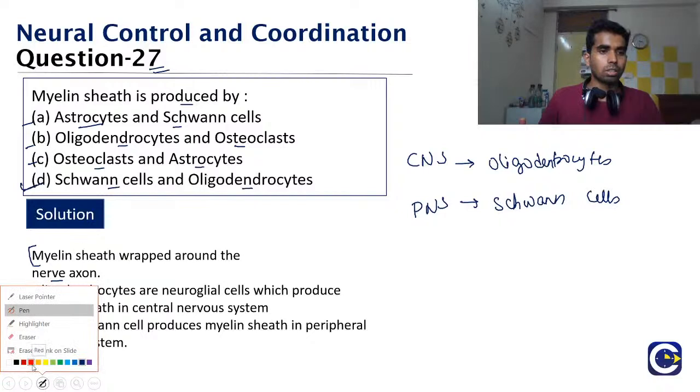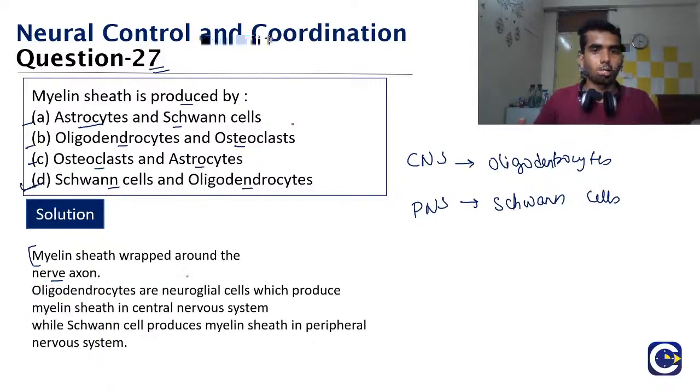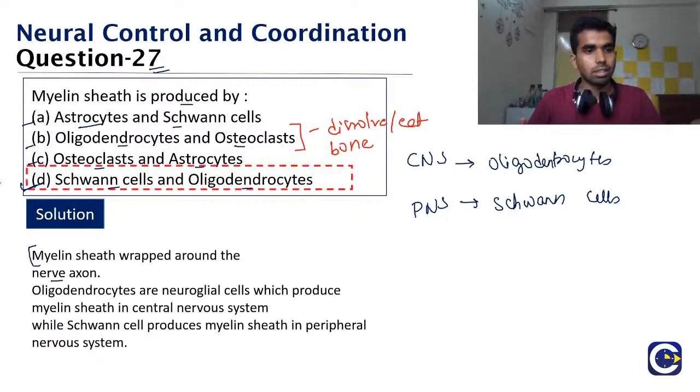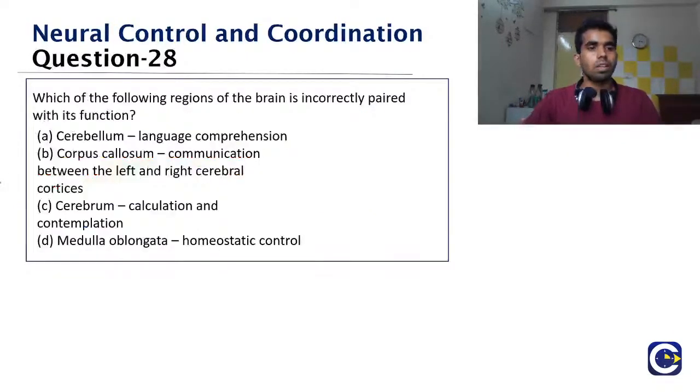The other option is the osteoclast. Osteoclasts participate in dissolving the bone; they dissolve or eat away the bone. That is the function of the osteoclast. So the correct answer, yes Akshaya, is option D. Now coming to question number 28.